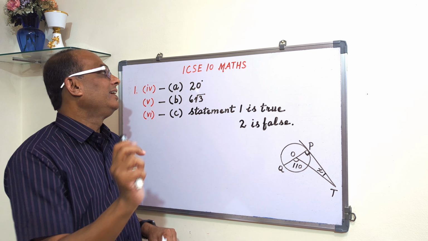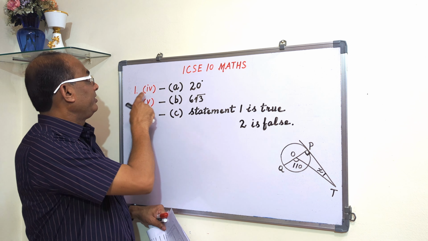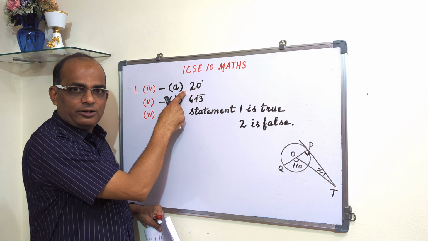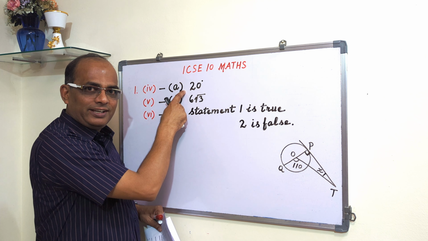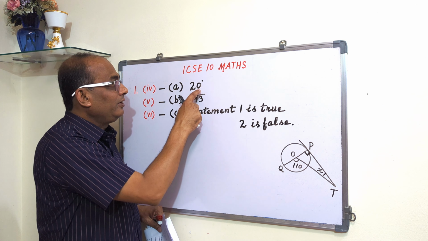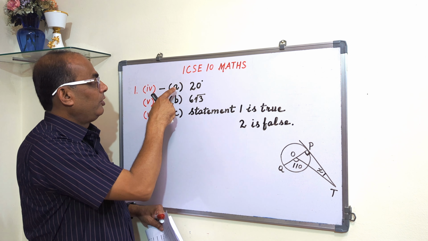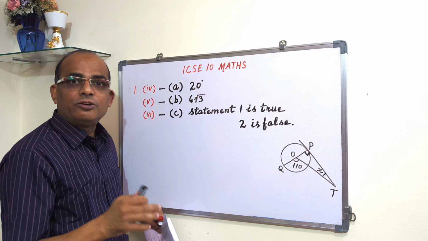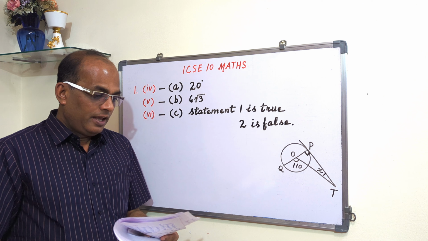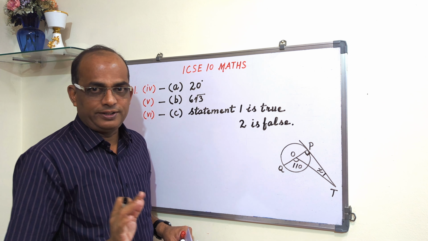Directly we want the answer, and that answer you either write down, for example, first question, fourth sub question, the correct option is A. I'll tell you why option A is correct. So either you write down option A, or you write down 20 degree, or you can write down like I have written, option A 20 degree. Either of the ways is absolutely correct. Fine. Now how are we getting 20 degree? X is equal to 20 degree.